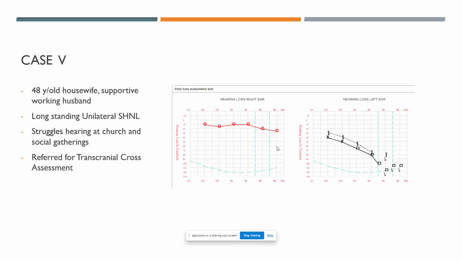Last one. This is a 48-year-old that has a long-standing unilateral sensory neural hearing loss. She's a housewife, but has a supportive working husband. She was referred for a transcranial cross hearing aid. But this is an aidable hearing loss. So instead of doing a transcranial assessment, she was assessed for a conventional hearing aid, but because she's got that normal ear on the right side, she does not meet the criteria here at Groote Hospital.